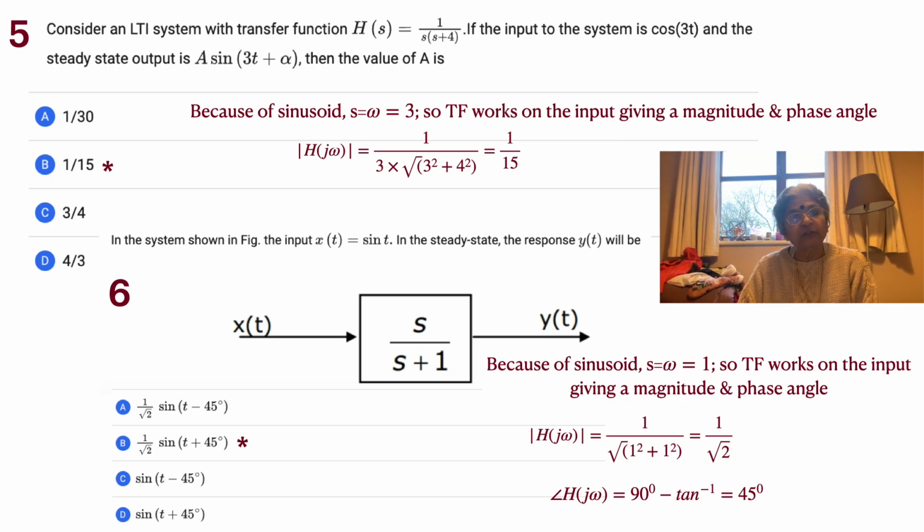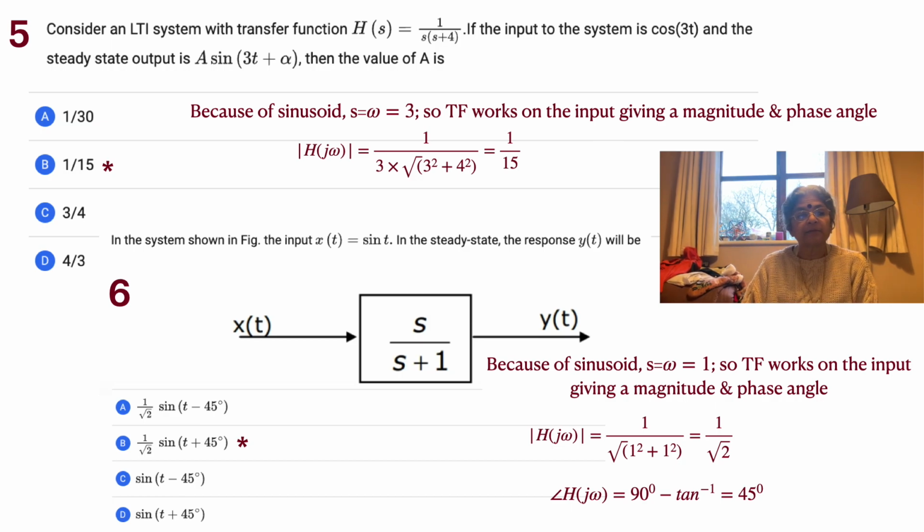Because of the sinusoid, I repeat, omega is set equal to 3, so the transfer function works on the input giving a magnitude and a phase angle change. So H(j omega) is equal to 1 by 3 times the square root of 3 square plus 4 square, which is equal to 1 by 15. So the amplitude changes from 1, the input, to an amplitude of 1 by 15. So B is the correct option. There's also a change in angle, which is not to be computed, but I suppose it's there in the next problem, that is the sixth one.